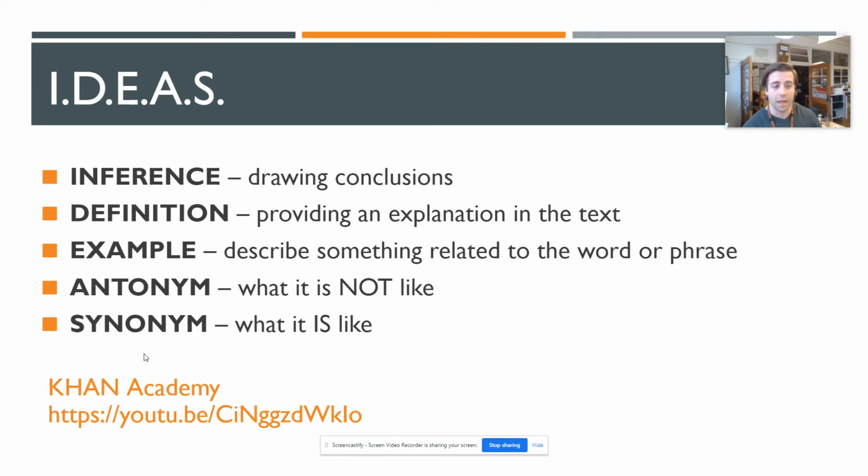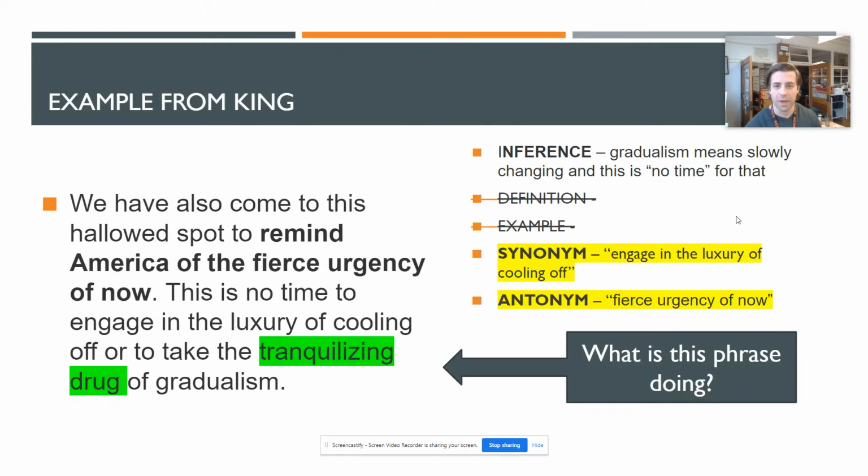There's a great Khan Academy video that I'd love for you to check out. It's like 4 minutes. So you can pause this video and watch this one. It's linked on my Google Slides. And it goes through examples of each one of these strategies that you can use to help you identify word meanings in context. So give that a shot. Did you do it? I hope so. All right, so let's use some examples here.